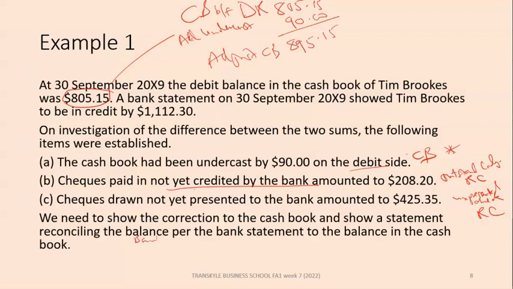Bank reconciliation. Okay, the bank reconciliation. We can start with the adjusted cash book. Okay, so balance per cash book.